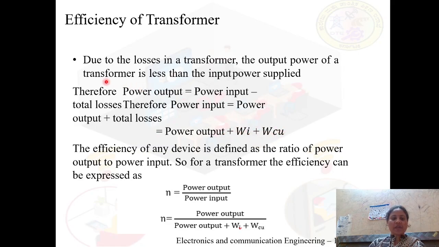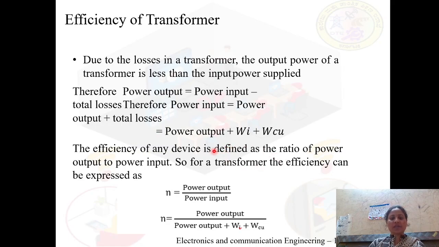So, I repeat, due to the losses in the transformer, we can represent the power output as power input minus losses. Hence, power input is power output plus losses. Total losses are nothing but the sum of iron and copper loss, which we discussed in the last session.